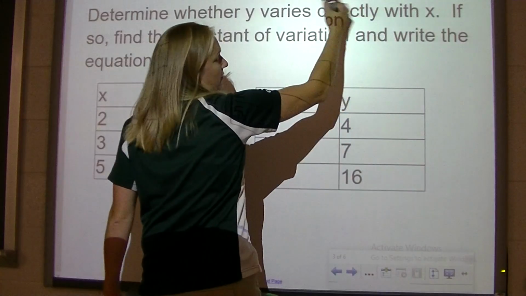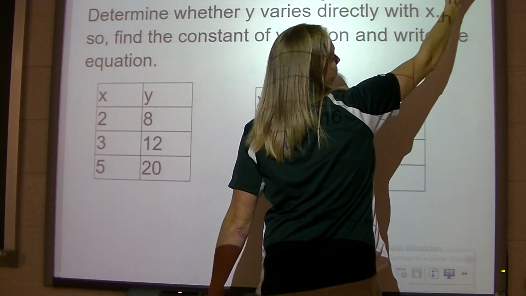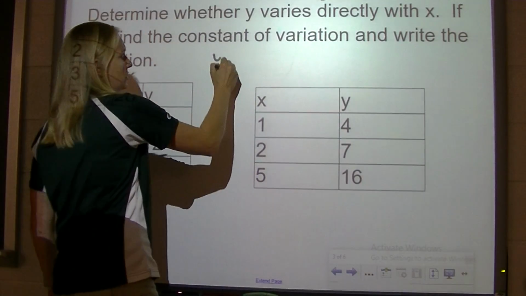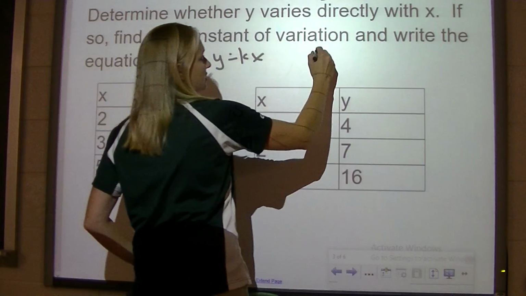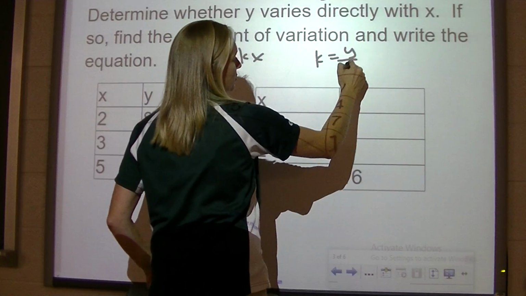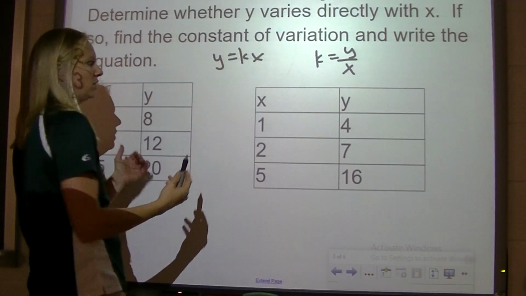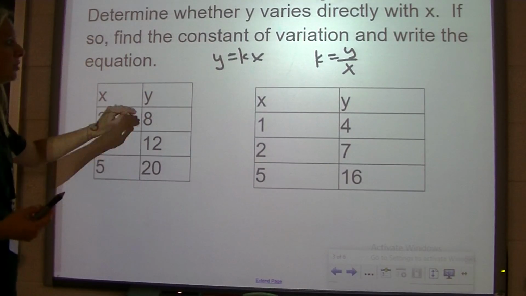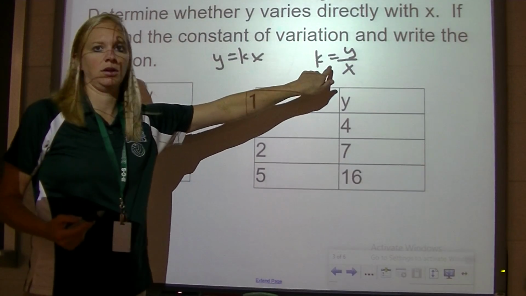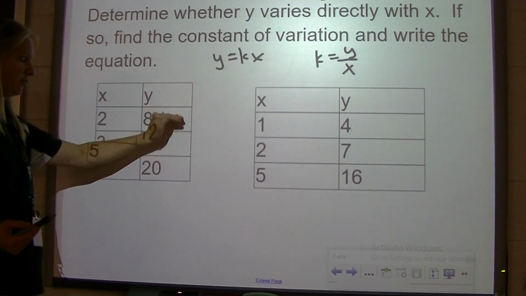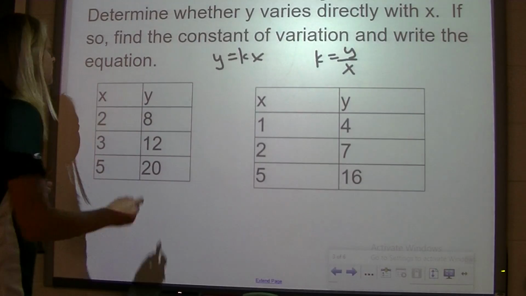So to solve, we would divide both sides by x. So k equals y divided by x, which you probably can't see. So y equals kx and k equals y divided by x. So basically, to determine if it's a direct variation, it's going to have a constant among all three. So we use this formula, y divided by x, and determine the constant. If the constant is the same for all three of these, then it's a direct variation.